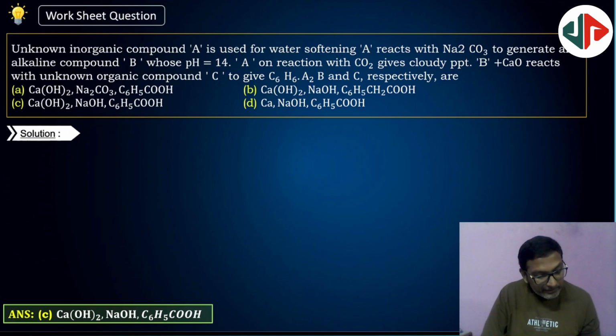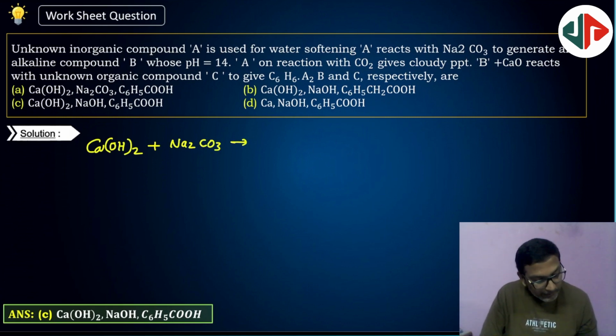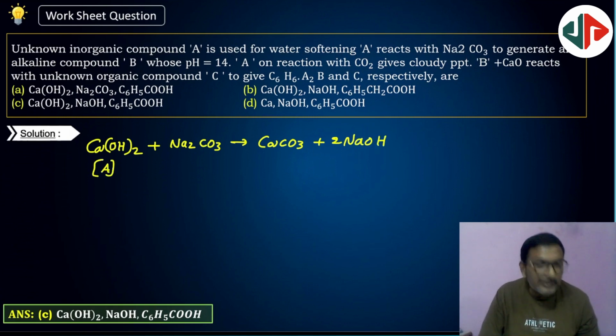Let us see. So first, compound A, used for water softening, is Ca(OH)2, which can be used in the Clark process. That reacts with Na2CO3 to form CaCO3 plus 2 moles of NaOH. Here compound A is Ca(OH)2. Next, this is a strong base, pH is 14, so this will be compound B.